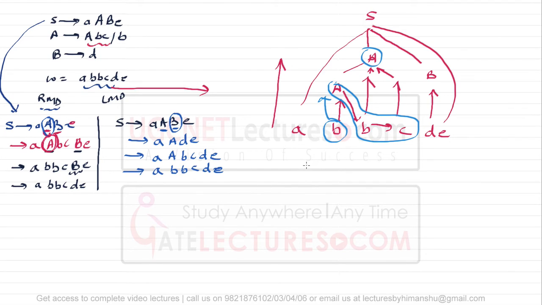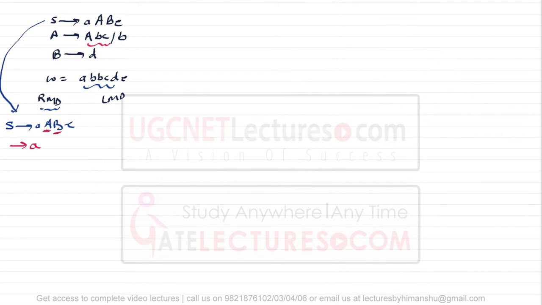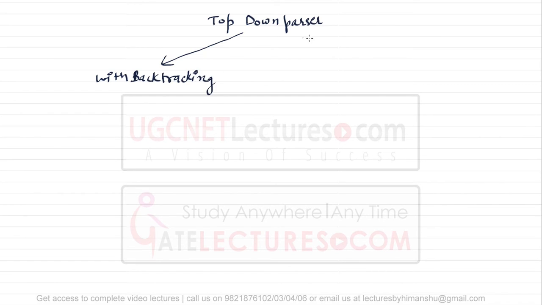Now there are top-down parsers. As I told you, we have two types of parser, and we'll start with the top-down parser. This top-down parser can be divided into two parts. Number one, top-down parser with backtracking, and second, top-down parser without backtracking.